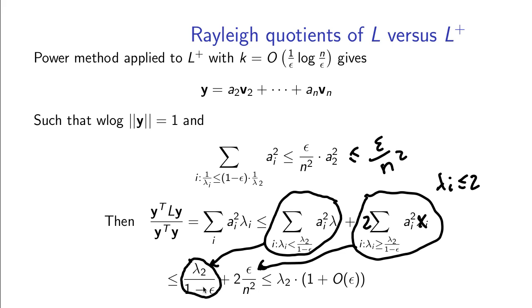Now lambda 2 divided by 1 minus epsilon is roughly lambda 2 times 1 plus epsilon. And then lambda 2 is always going to be at least 1 over n squared. And so this term 2 epsilon over n squared is at most order of epsilon times lambda 2. And so the whole thing is lambda 2 times 1 plus order of epsilon. This means that if we want this to be at most 1.1 times lambda 2, epsilon just needs to be a constant. So the number of iterations in the power method just needs to be log n. So the whole running time is just nearly linear in the size of the graph.